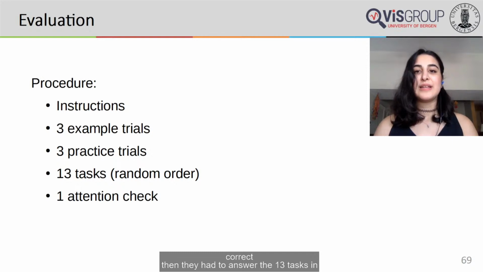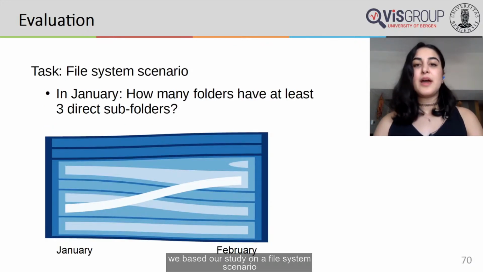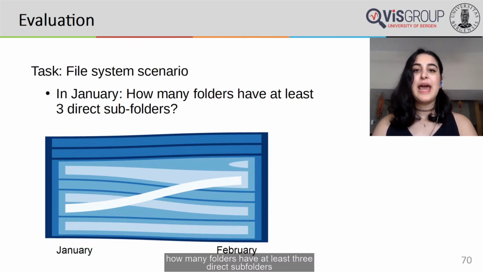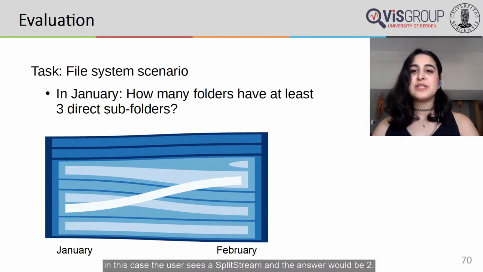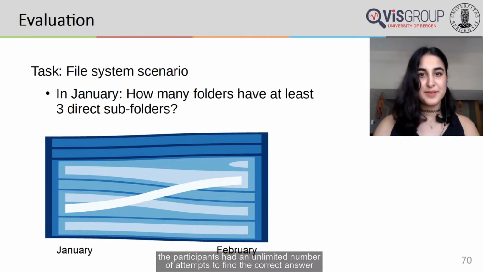Then they had to answer the 13 tasks in random order plus one attention check question. We based our study on a file system scenario. One possible question could be, in January, how many folders have at least 3 direct subfolders? In this case, the user sees a split stream, and the answer would be 2. The participants had an unlimited number of attempts to find the correct answer.